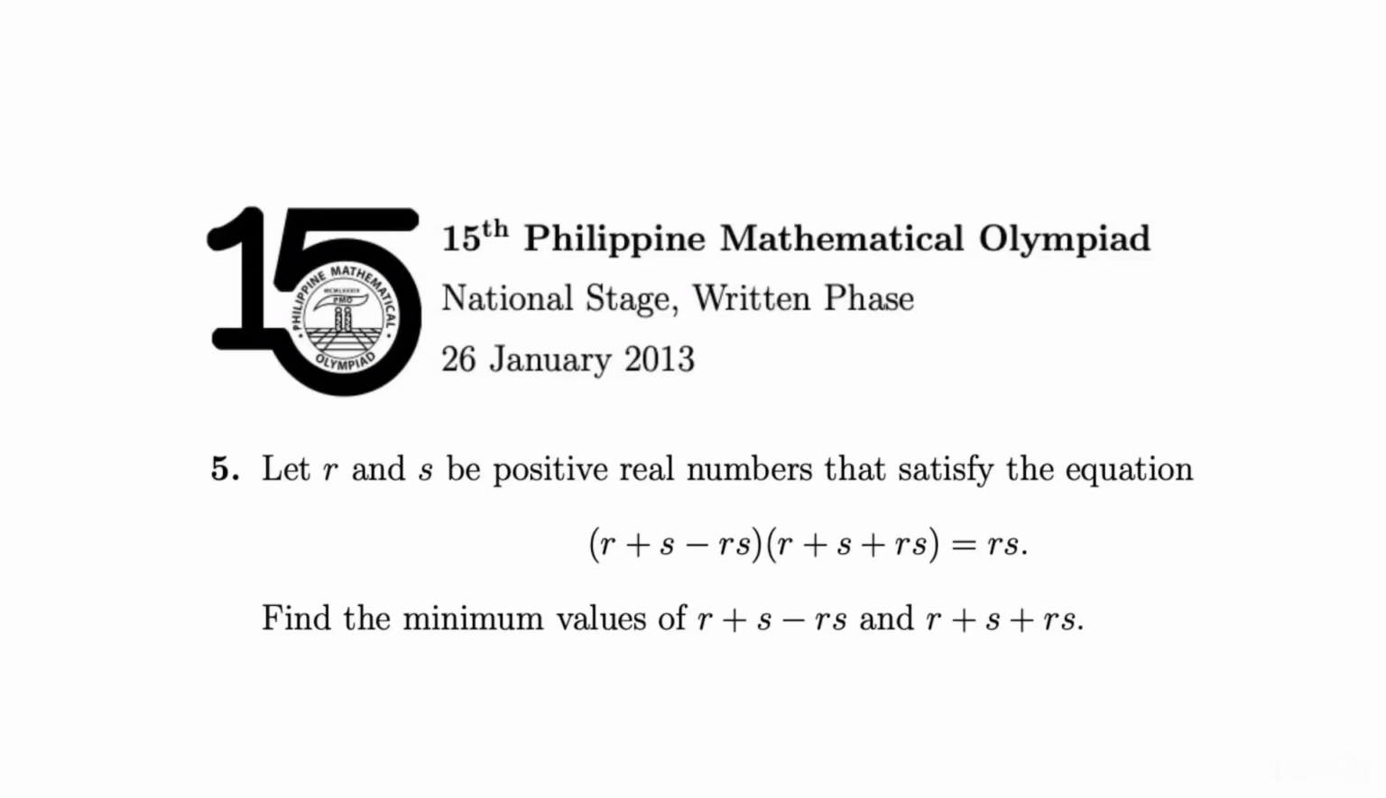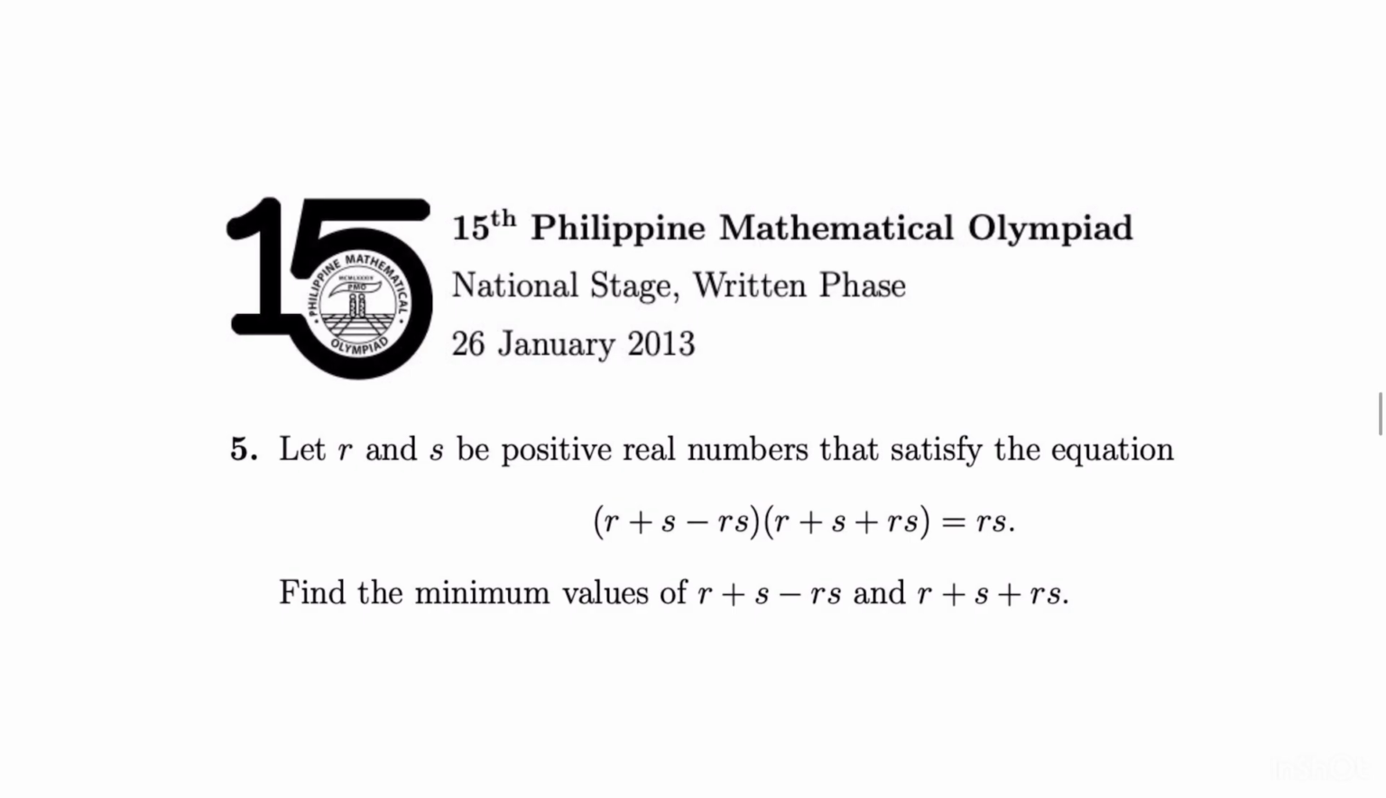Hello everyone. So today we're going to solve this problem from the 15th Philippine Mathematical Olympiad national stage. This problem states: let R and S be positive real numbers that satisfy the equation, the quantity R plus S minus RS times the quantity R plus S plus RS equals RS. Find the minimum values of R plus S minus RS and R plus S plus RS.